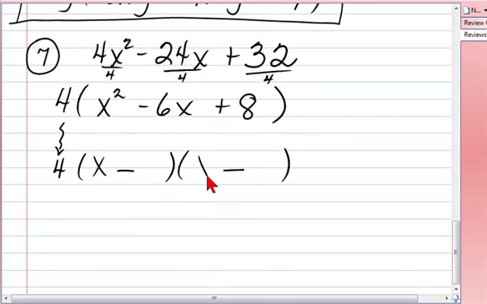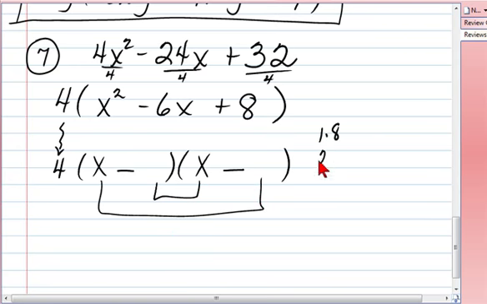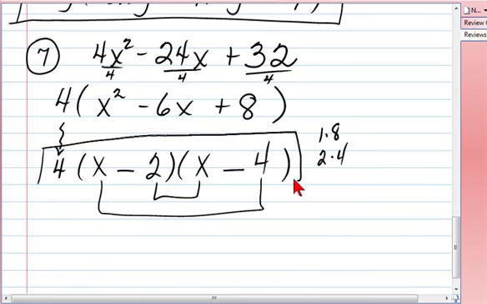So I have x and an x. I need factors of 8, which, because these signs are the same, add up to be negative 6. So is it 1 and 8? No. Is it 2 and 4? Yes. It does not matter where you put the 2 or where you put the 4. Your answer should have the 4, that's the common factor. Somewhere you should have an x minus 2, and somewhere you should have an x minus 4. Okay?